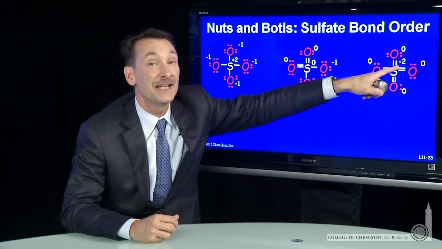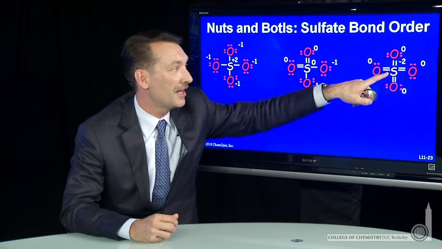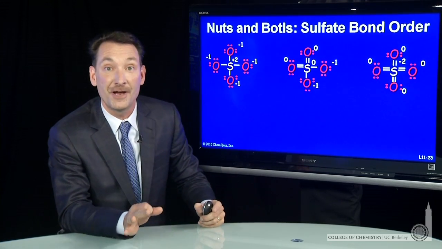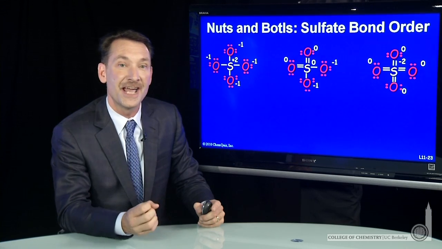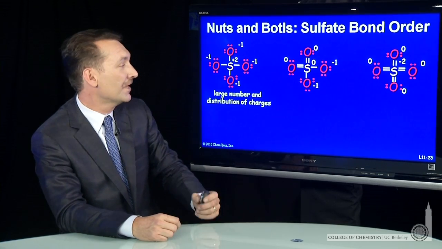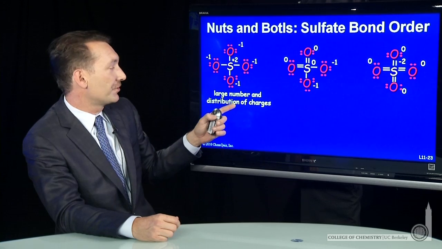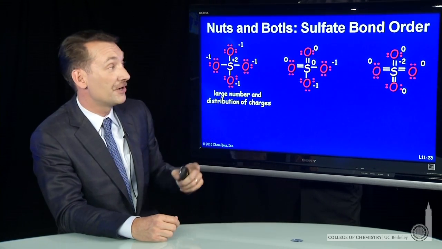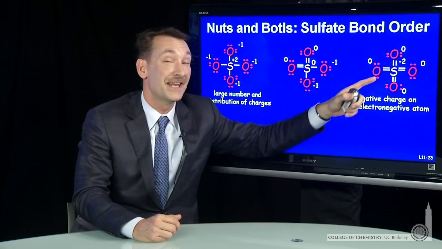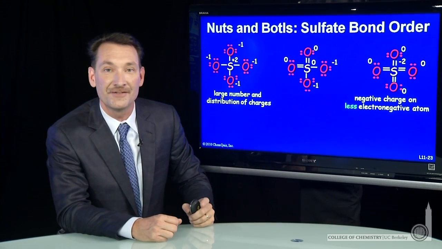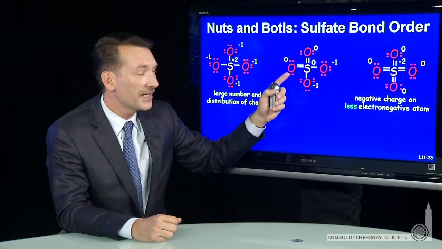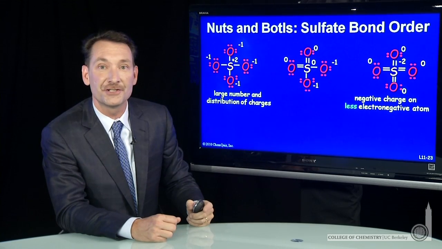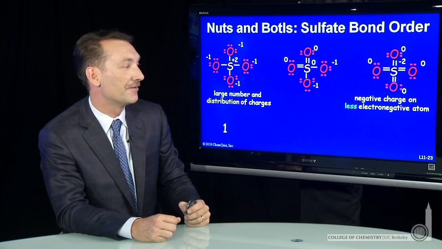That's nice, but I have a -2 on a lesser electronegative element. When I compare sulfur and oxygen, oxygen is the more electronegative. And I'd rather have the formal charges negative on the more electronegative elements. So this Lewis dot structure I don't like a lot because of the numbers and distribution of formal charges. This Lewis dot structure, I've got a negative charge on the less electronegative element. So those two I don't like as much as I like this one, which has low formal charges, and the negative formal charges are on the more electronegative element.